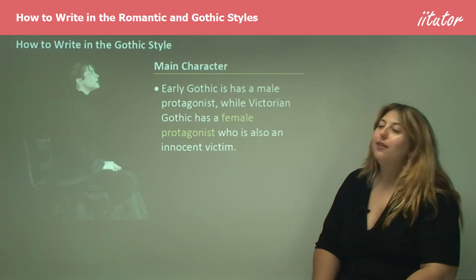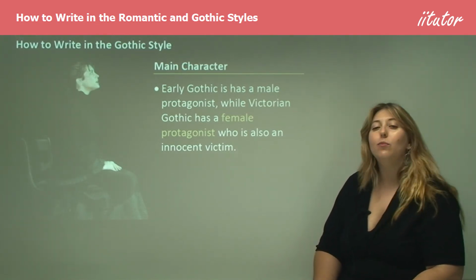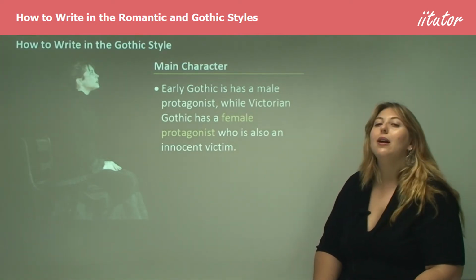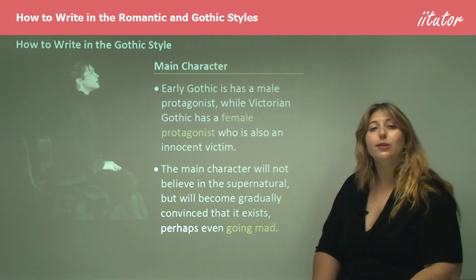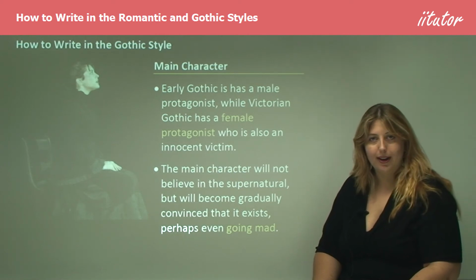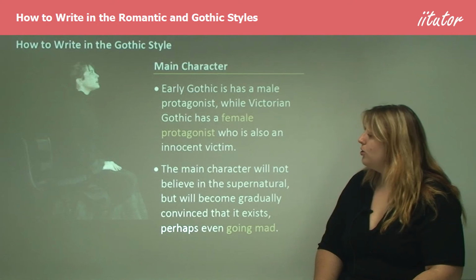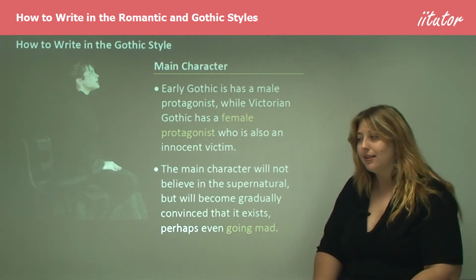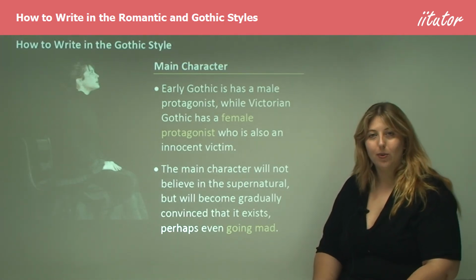Your character, you have kind of a choice. Early Gothic is going to have a male protagonist, while your later, more Victorian style Gothic is going to probably have a female protagonist who becomes an innocent victim. The main character is going to be someone who firmly does not believe in the supernatural. And so that means we can empathize with her because we're not necessarily believing the supernatural either. But over time, she or he will become gradually more and more convinced that the supernatural does exist, perhaps even going mad.